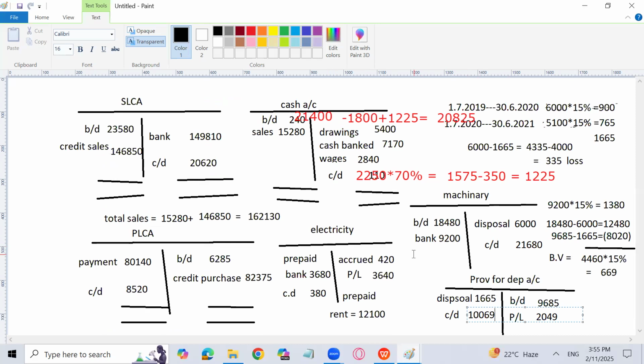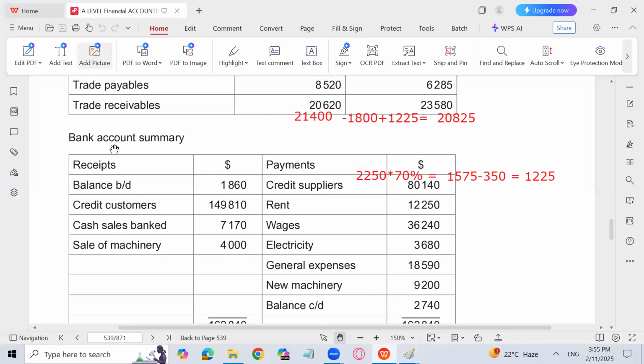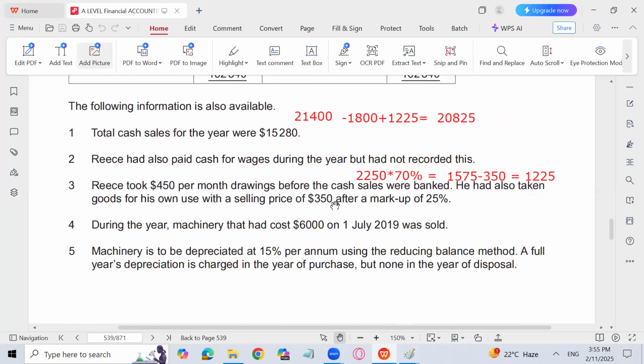Then another thing is that the goods drawing has been given at selling price. So we have to convert the goods drawing to the cost price, because goods drawing is always recorded at cost. So we have to convert 350 by 100 over 125, and then 280 will be the cost price. That will be subtracted from goods drawing.